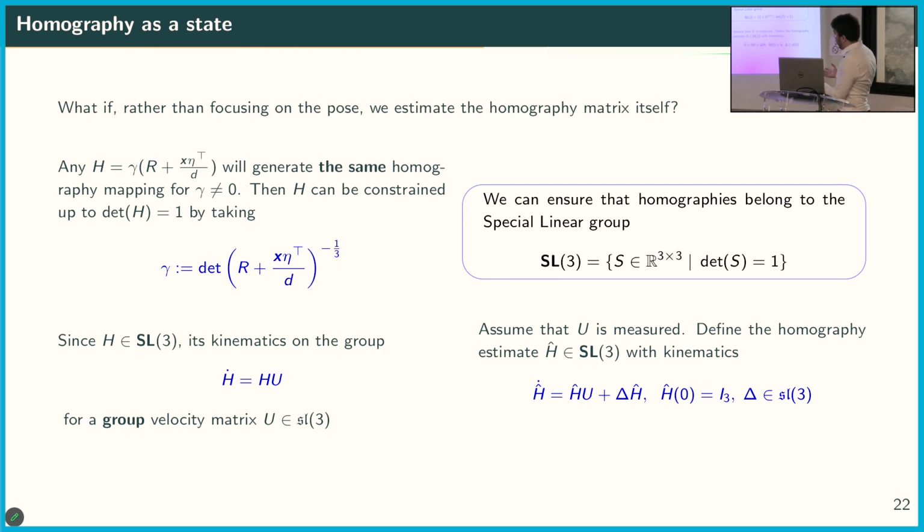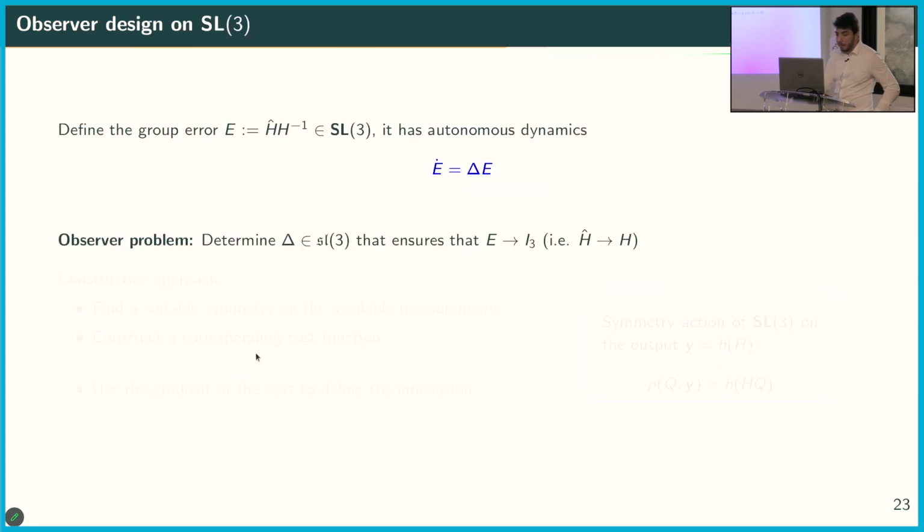This observer is basically an internal model, so I'm going to copy the kinematics of the homography, and I'm going to add another innovation term, which is this delta. I want to design delta in order to ensure that this H hat converges towards my H. To do that, we also have to define a group error again. So you see, the interest of working with groups is we can define these errors on the group, and then we can use that to design our observers more accurately.